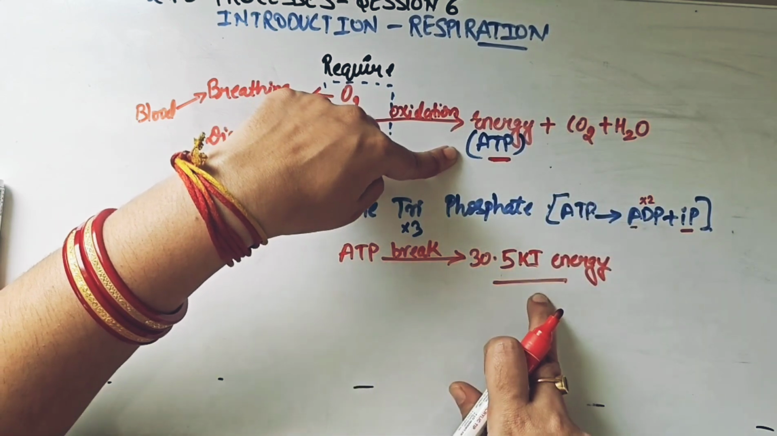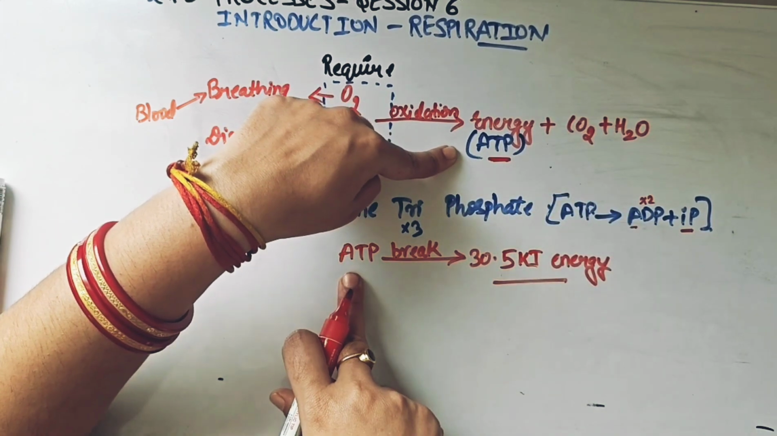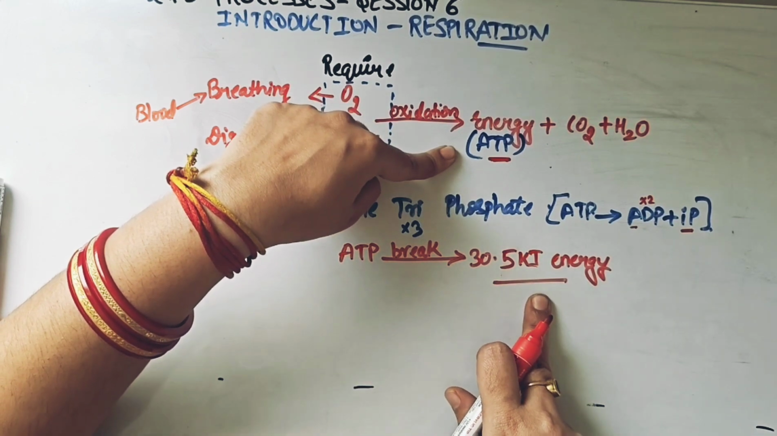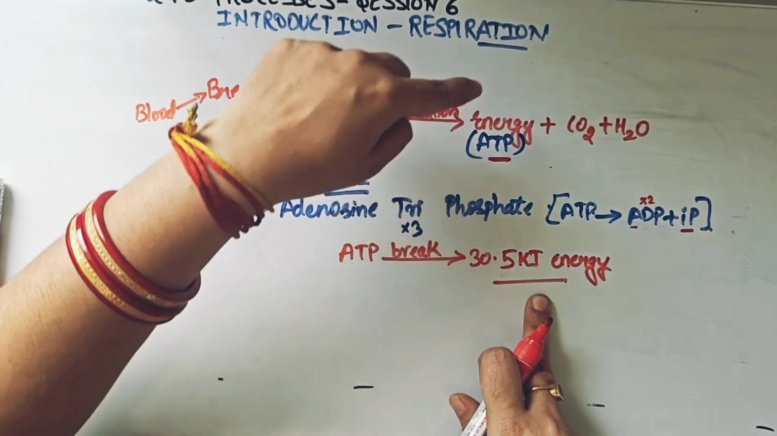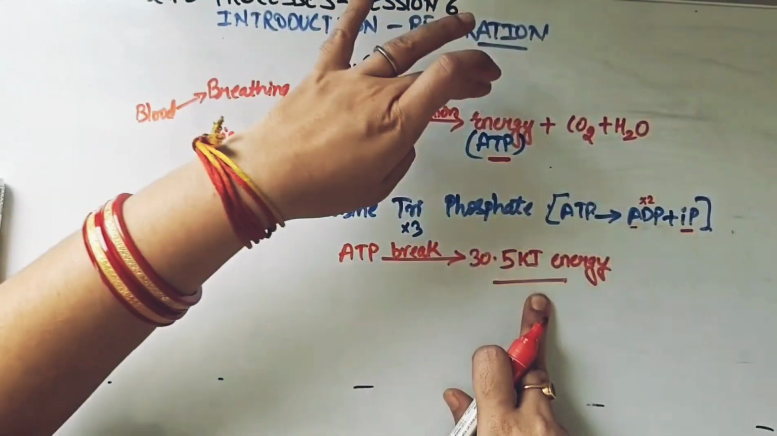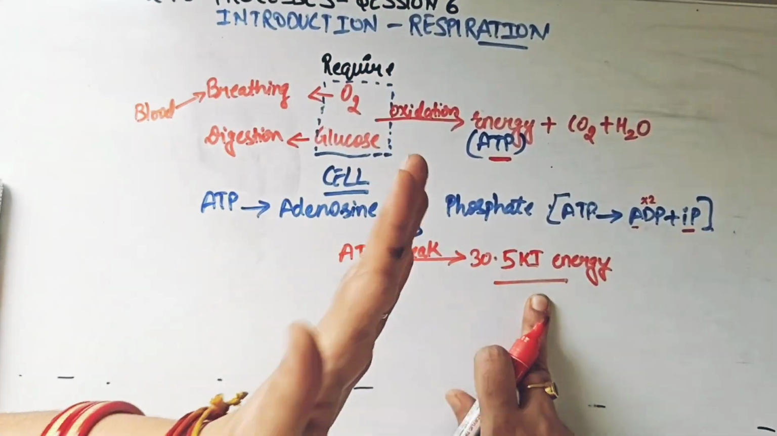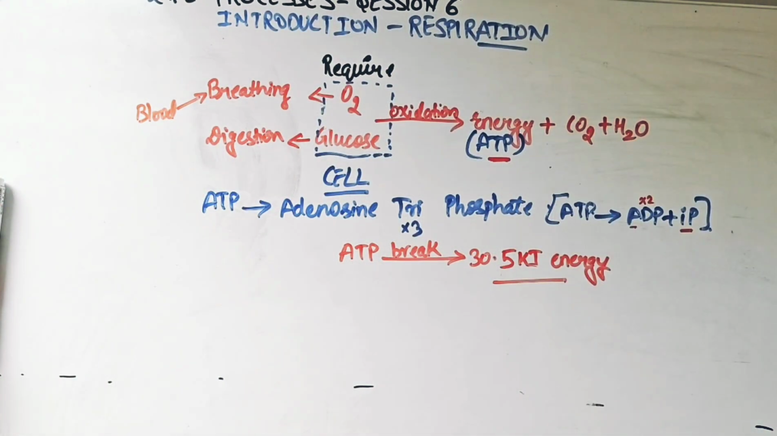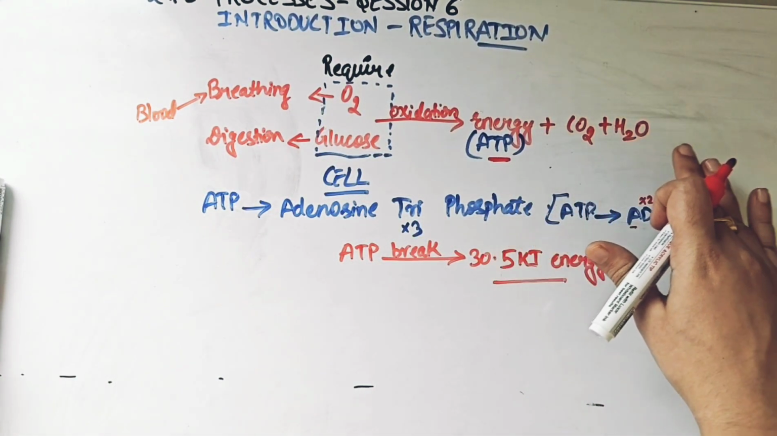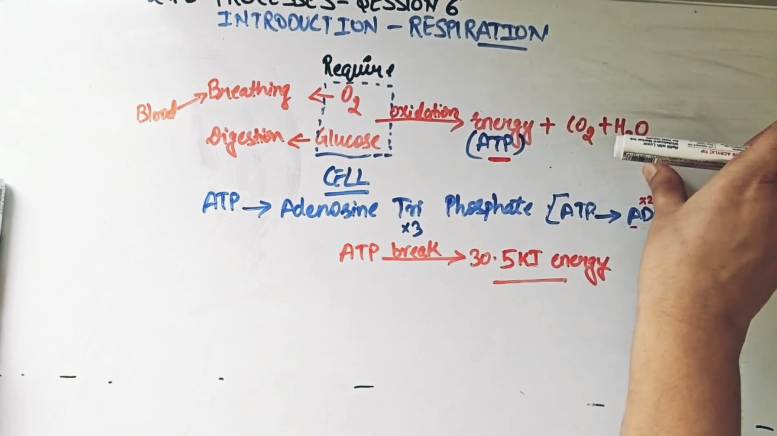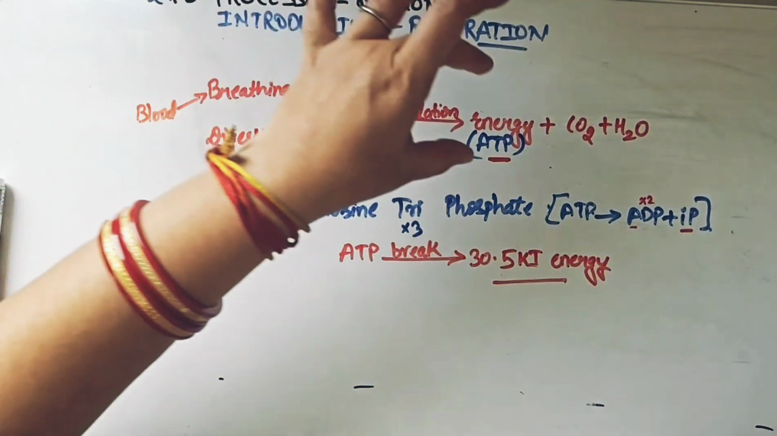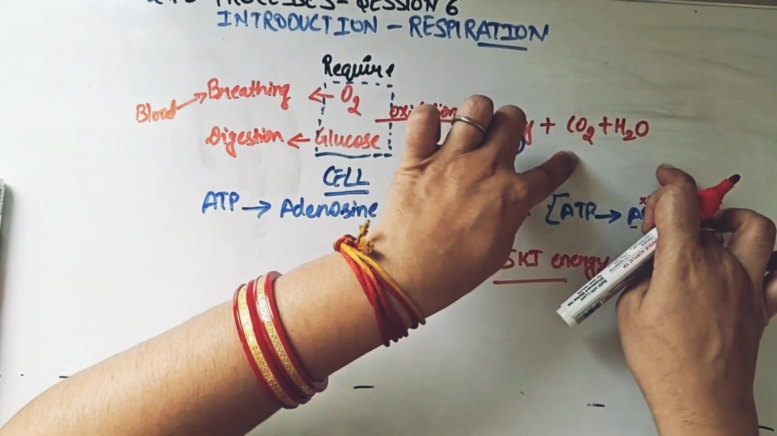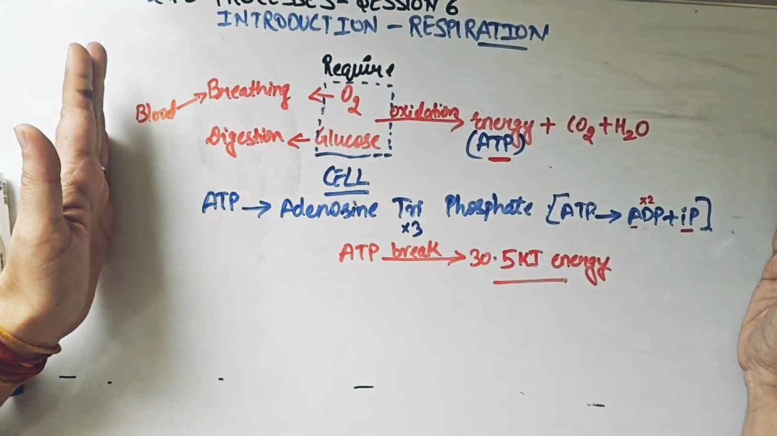The ATP still has to break down. Once one molecule of ATP breaks, how much energy is it going to liberate? It is going to give you 30.5 kilojoules of energy. This is the power that we are talking about. Once ATP breaks, that is when you get your energy, and along with it, what end products are you going to get? You are going to get end products like CO2 and water. So respiration is the process of oxidation of food, generation of energy, and then removal of these waste products out of your body. This is what respiration is all about.